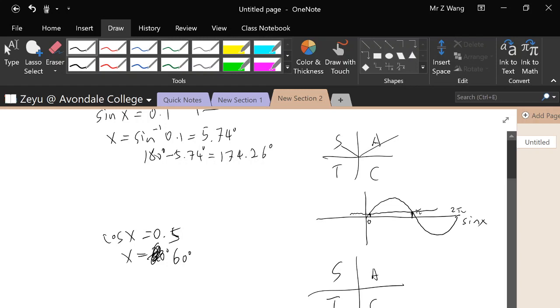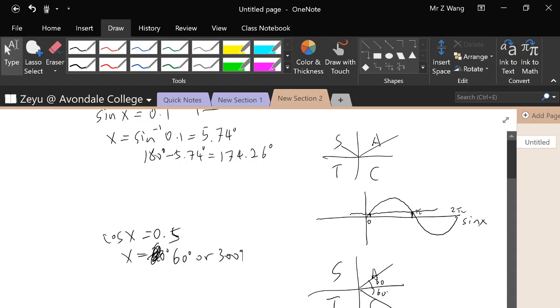Remember, cosine is positive here. So we are looking at these two. So this is 60, this is also 60. So we are looking at 60 or 300. I hope this makes sense.